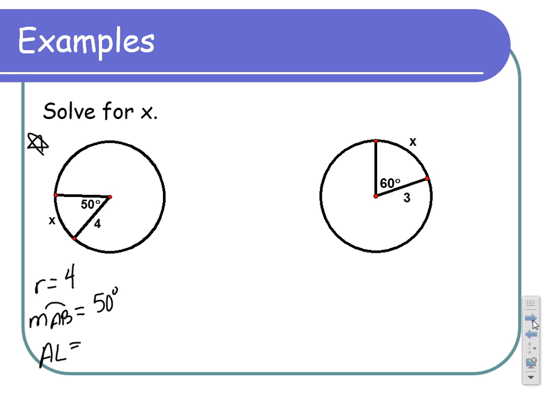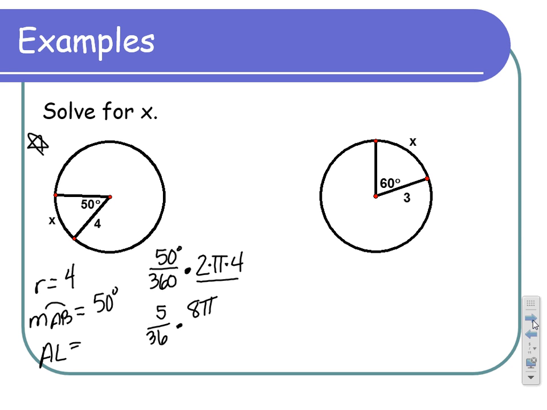To do that, I'm going to take 50 degrees over 360, because that is how I'm going to figure out my fraction. And I'm going to multiply that by my circumference. My circumference is going to be 2 times pi times 4. Now if I reduce this fraction, I get 5 over 36 times my circumference here, which is 8 pi.